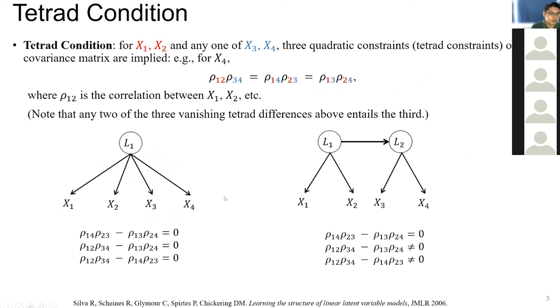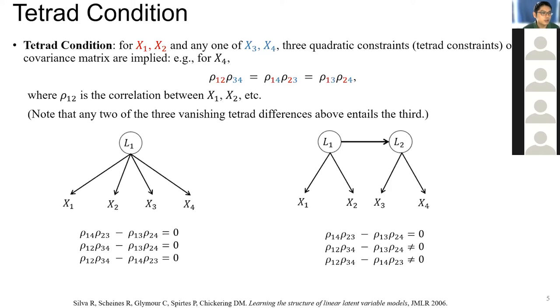For these two tasks, a lot of excellent work has been proposed. Here, I will briefly revisit the most related one, the tetrad condition proposed by Clark in 2006. The tetrad condition mainly uses the covariance among the measured variables to detect the existence of the latent variables. Straightforwardly, given four measured variables x1 to x4, if they belong to one latent variable, then these three tetrad conditions hold. Then we can use these tetrad conditions to infer the existence of the latent variables.